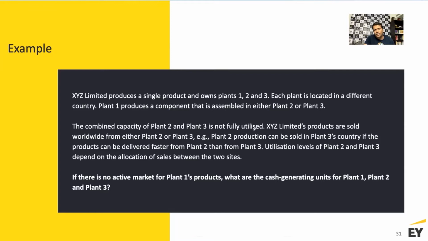Now look at the way the whole description is. There is a lot of interdependencies. They don't have independent markets. The output can be sold in plant 2 country, output can be sold in plant 3 country, plant 3 country output can be sold in plant 2, depending upon the logistics, depending upon the production schedule, depending upon the demand, etc. And the component produced from plant 1 is used as an input in plant 2 and plant 3.